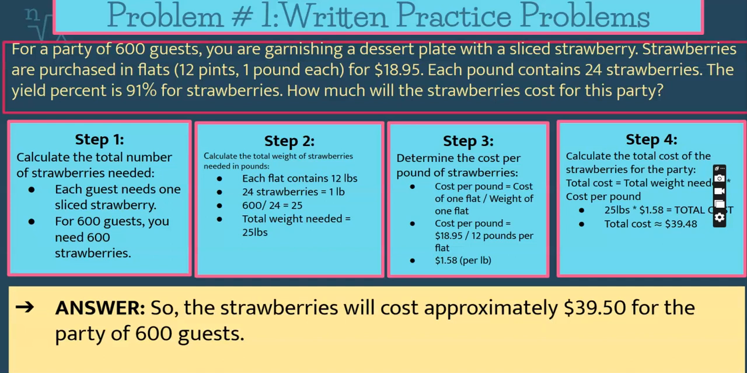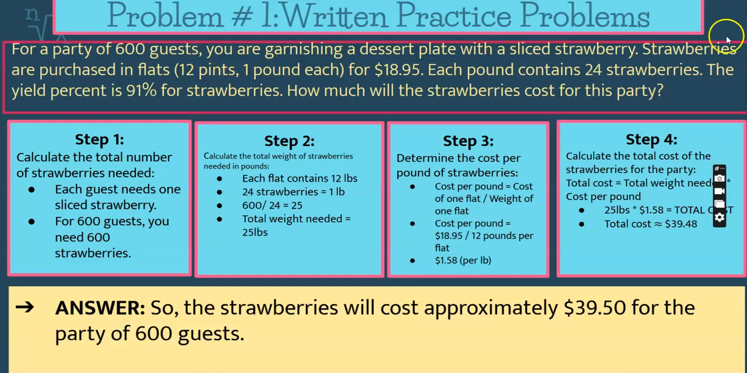Step number 1, calculate the total number of strawberries needed. Each guest needs 1 sliced strawberry. We have a party for 600, so you need 600 strawberries. Step 2, calculate the total weight of the strawberries needed in pounds. Each flat contains 12 pounds of strawberries. How do we know this? Because we have 12 pints and each pint is equivalent to 1 pound. So a flat has 12 pounds.